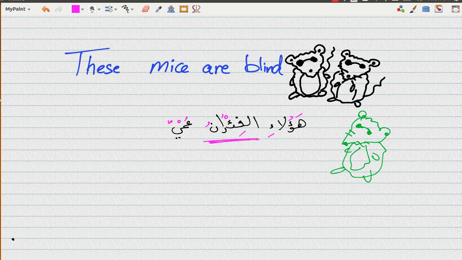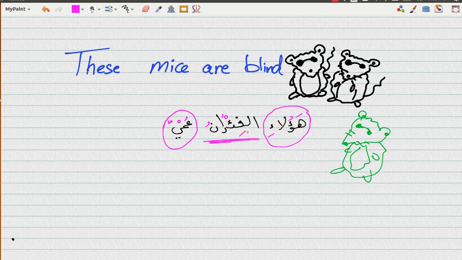Actually, فئران or mice are non-human, so I cannot use هؤلاء to point at them, nor can I give them an adjective that is used for a group of humans. I have to give them an adjective that goes with a group of non-humans, and in this case, when we're dealing with a group of non-humans, we always go to the form of a singular feminine.